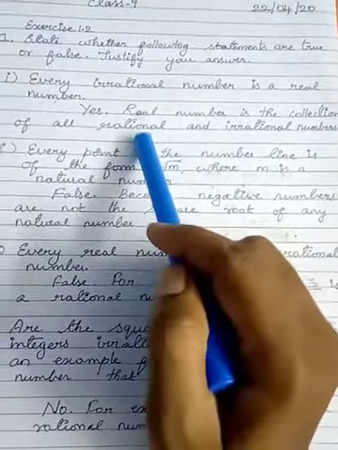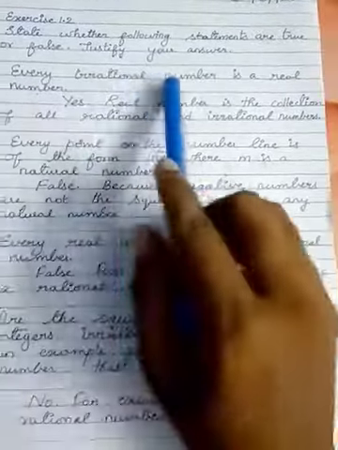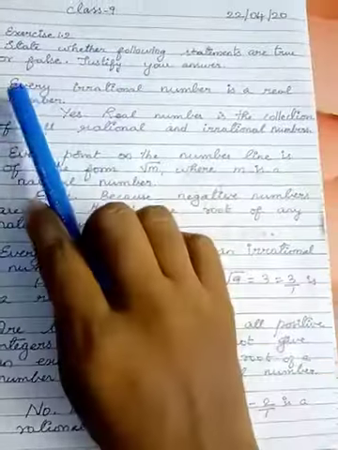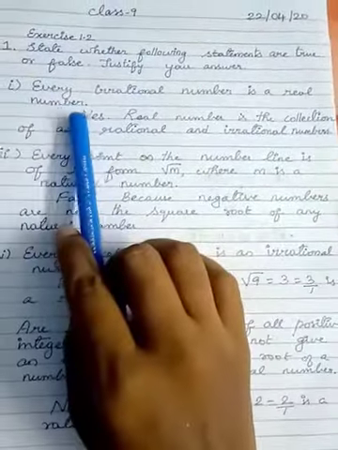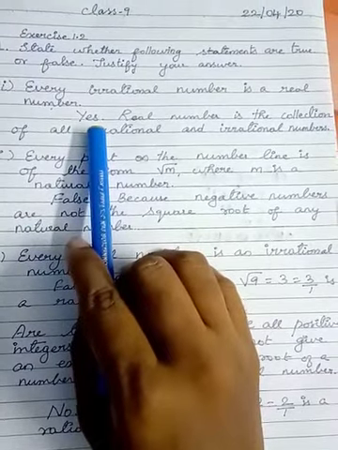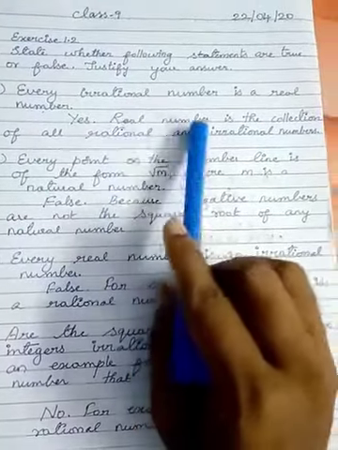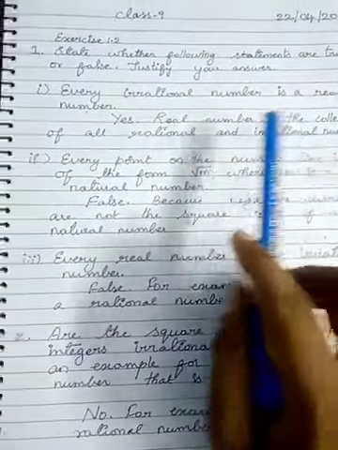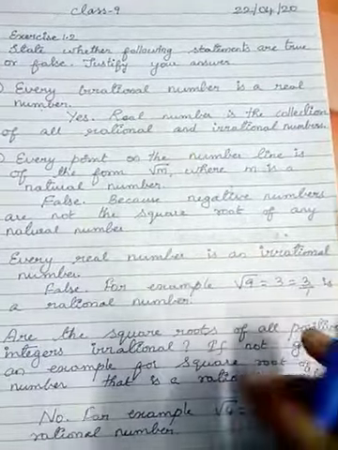also. Here the statement is not like every real number is irrational. Here understand the statement correctly. Every irrational number is a real number. So the answer is yes. Real number is the collection of all rational and irrational numbers. So the answer is correct.